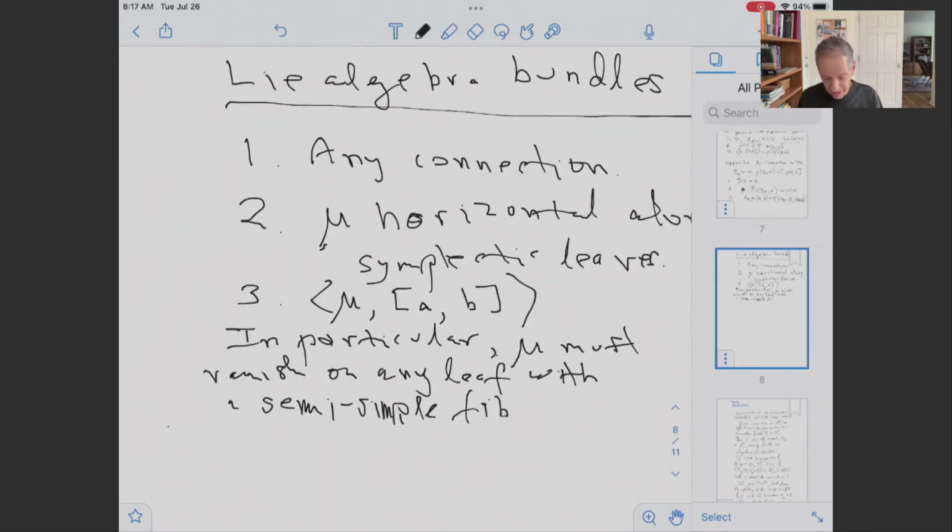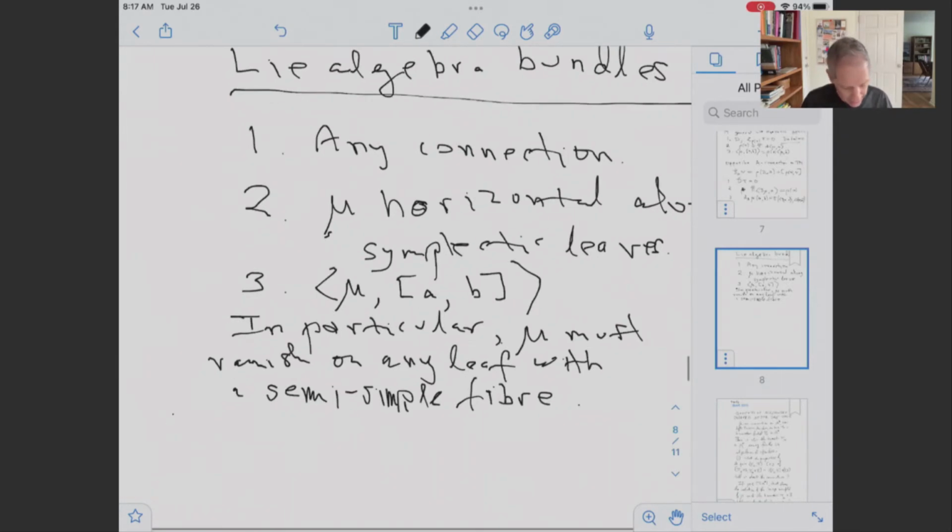Okay, so that's the case of Lie algebra bundles. In the symplectic case, obviously mu has to be horizontal everywhere on the manifold. There's only one symplectic leaf. And this third condition, in particular, if there's any semi-simple fiber, mu must vanish everywhere. Okay.